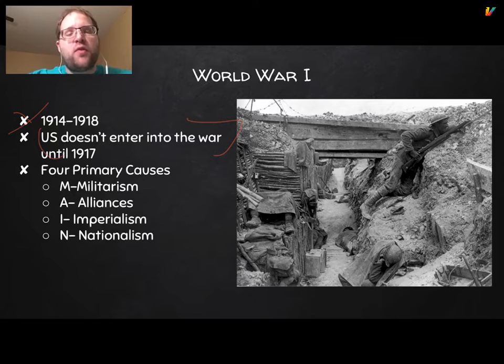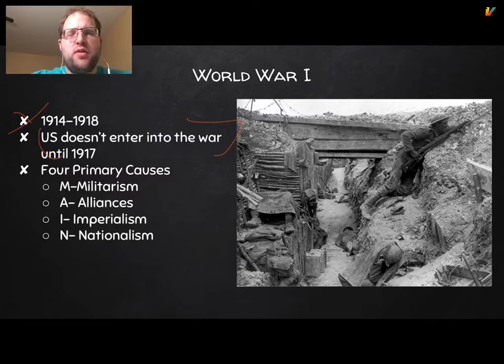The A stands for alliances. Remember that all of the countries in Europe had made alliances or friendships with other countries that said, if someone attacks me, you will help me, and if someone attacks you, we will help you. And this is one of the big ones, because remember, when the Archduke Franz Ferdinand of Austria-Hungary gets attacked, it's the alliances that drag everyone else into war, especially Germany, who declares war right after the Archduke is killed.